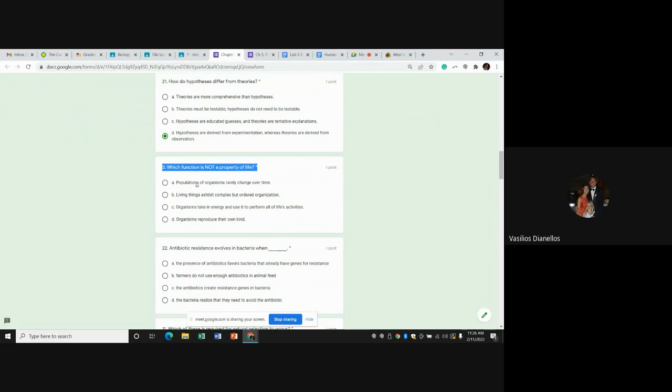And let's look at the options. Populations of organisms rarely change over time. That is an incorrect statement because populations do evolve, and that is one of the properties of life. So there you go. Right now, that is the answer. Living things exhibit complex but ordered organization. That is definitely a property of life. That was the first thing we talked about, order.